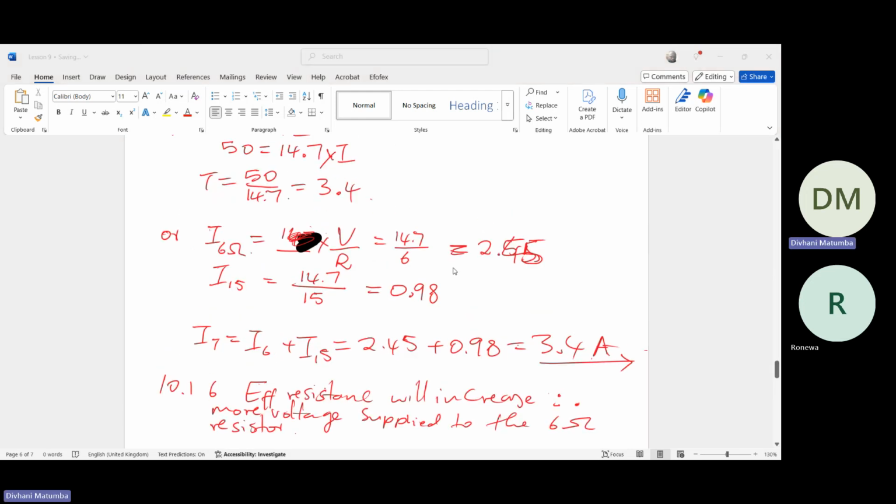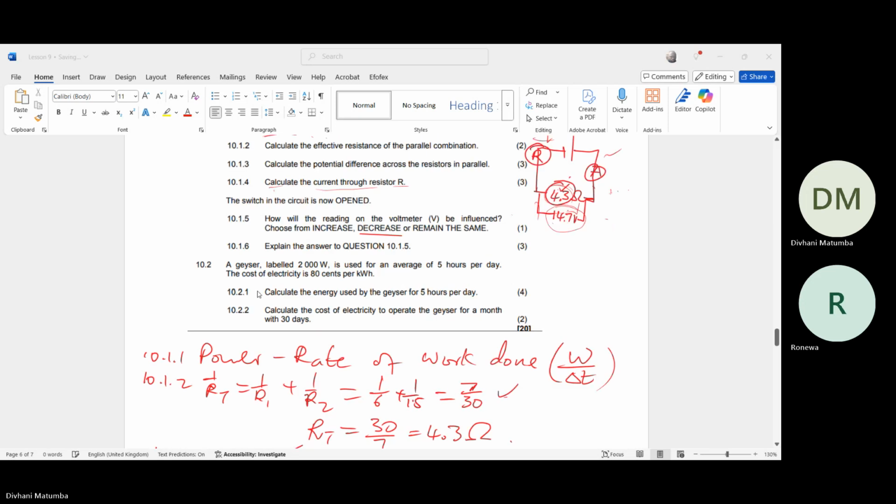Okay, let's see the next one. A geyser labeled 200 watts is used for an average of 5 hours per day. I know you're going to ace this one. Yes, I know you excel. So they said the cost of electricity is 80 cents per kilowatt hour. Calculate the energy used by the geyser for 5 hours per day.